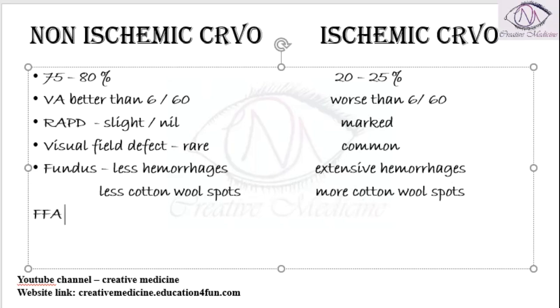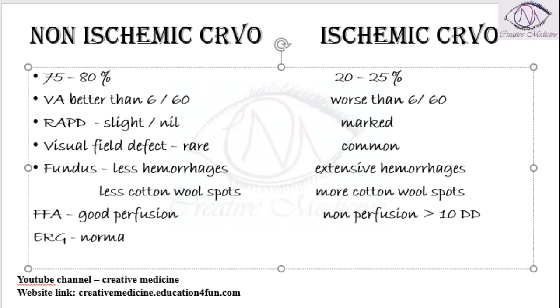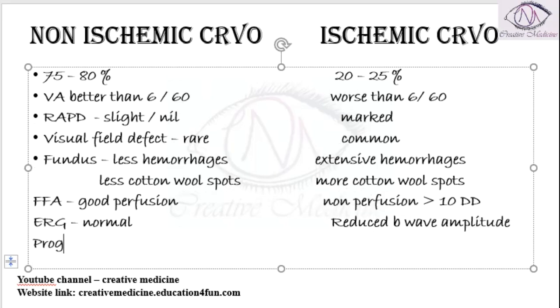Then fundus fluorescein angiography shows good perfusion in non-ischemic central retinal venous occlusion, whereas non-perfusion or poor perfusion can be seen. Non-perfusion of more than 10 disc diameters can be seen in ischemic central retinal venous occlusion. Electroretinography is normal in non-ischemic central retinal venous occlusion, whereas in ischemic central retinal venous occlusion, electroretinography shows reduced B wave amplitude.